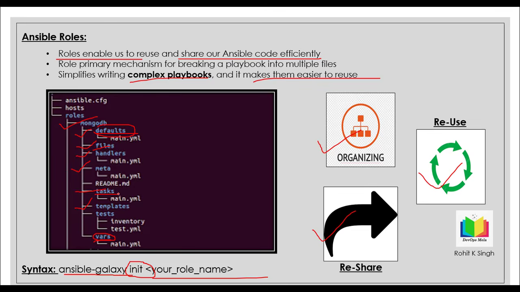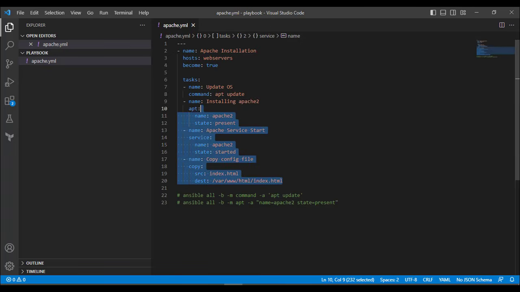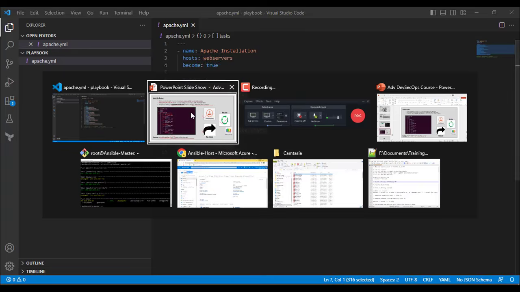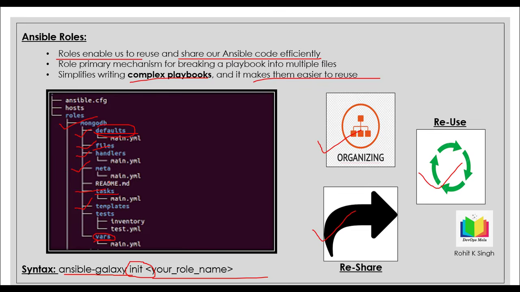The task, this is basically the task which we are executing. If you go back to the previous playbook which we have written, all this task will come inside this particular folder now, the task folder. Followed by handlers. Handlers, you can define a set of handlers that can be triggered by a task or by the role.